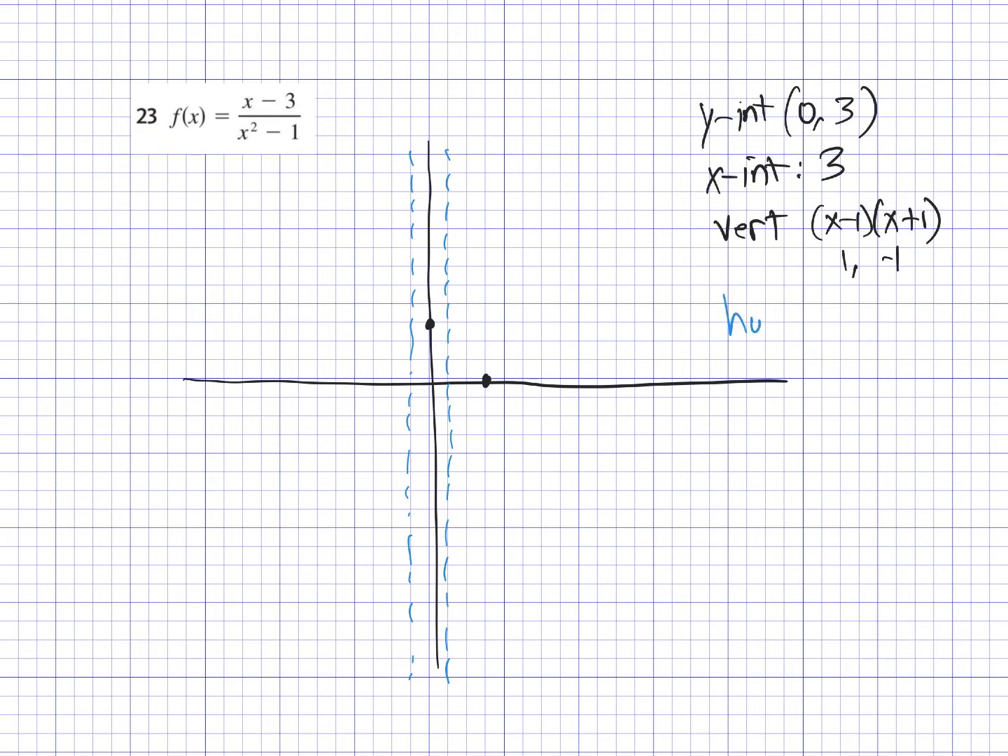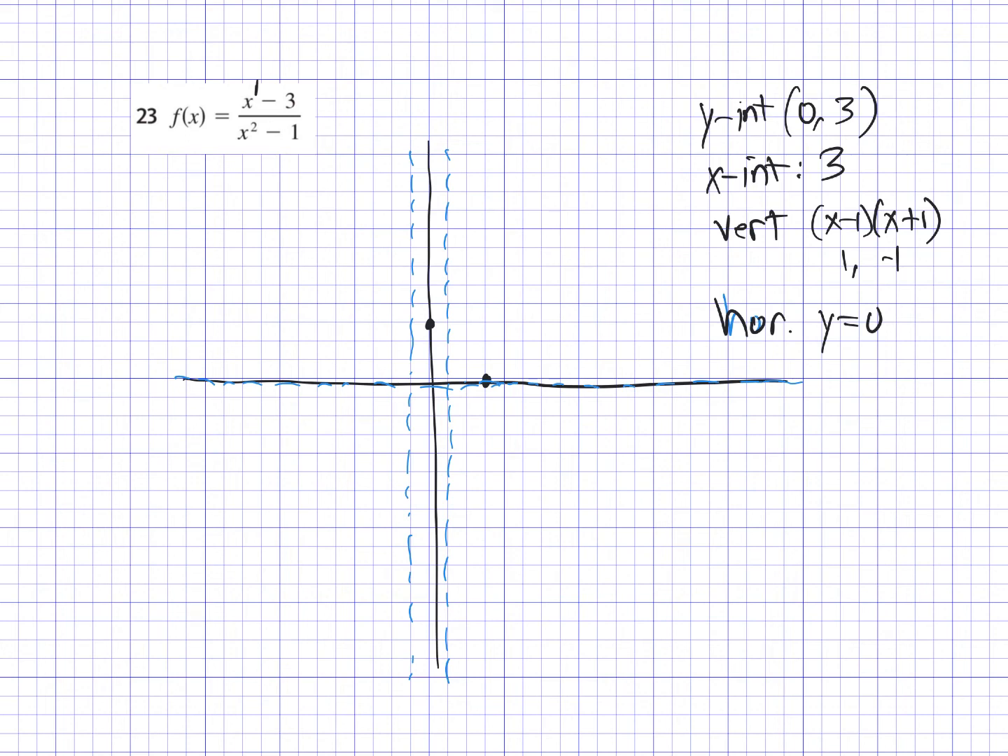Let's do the horizontal asymptote. So you look at your leading exponents. The top one's smaller than the bottom one, so that means y equals 0, the x-axis. And there's a point right there. That's going to have to go through that x-intercept right there.